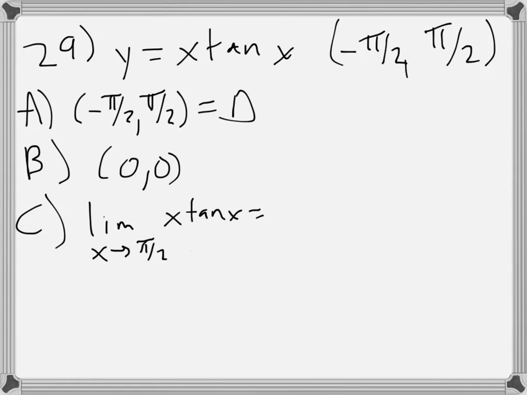I'm going to go back to 4.4 and do another sketching problem, and this is 29, which is x tan x. And it's only from minus pi over 2 to pi over 2 as part of the problem. So that's right at the edge of where tangent has asymptotes. And so in that region, the domain is everything because tangent's defined in its period, and then x is defined everywhere, so that's fine. That's how I got A.